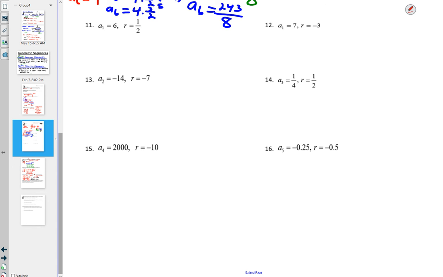What's different about 14 and 16? What do you need? We want to write the explicit definition, right? What do we need in order to write the explicit definition? We need the first number and common ratio. Are they giving us both of those? No, they're not. Because they're giving us, what number are they giving us? The third number.